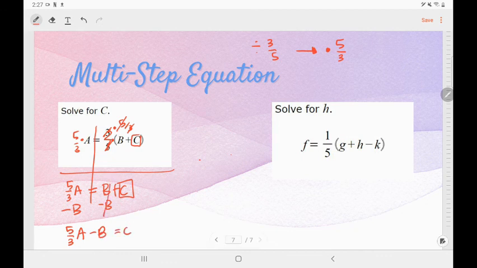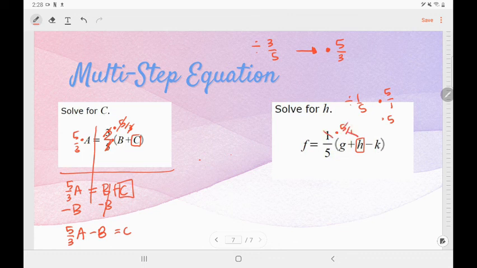Let's try another similar one. If I'm solving for h, notice h is in the parentheses. Distributing the 1/5 is going to give me a more complicated problem. So I'm going to get rid of the 1/5 to begin with. Instead of dividing by 1/5, I'm going to multiply by the reciprocal. So I'm going to multiply by 5/1, which is just the same as timesing by 5.